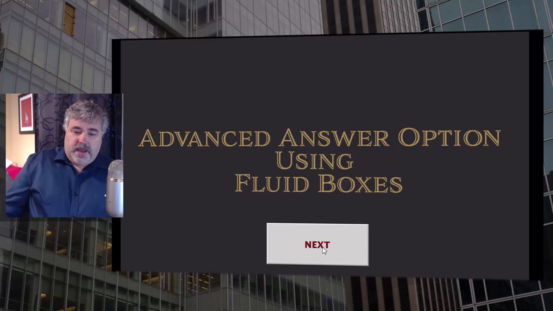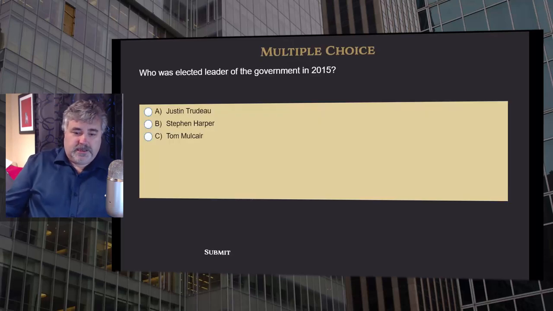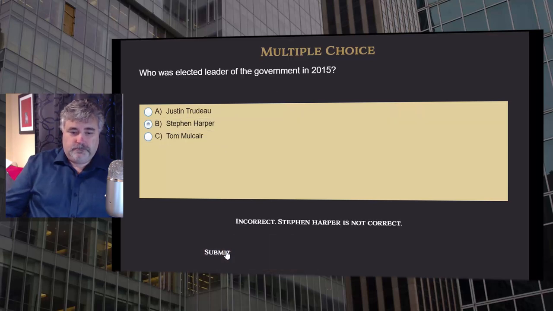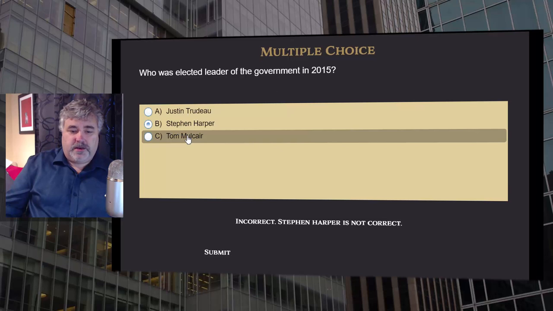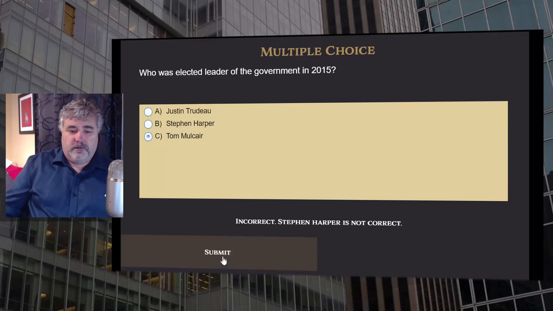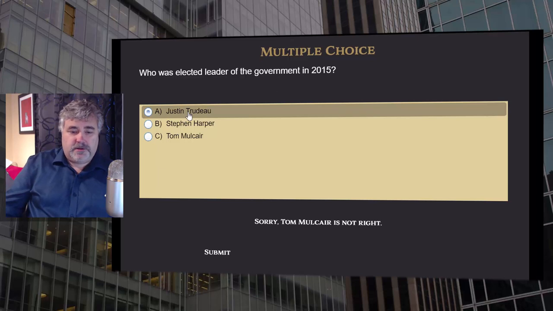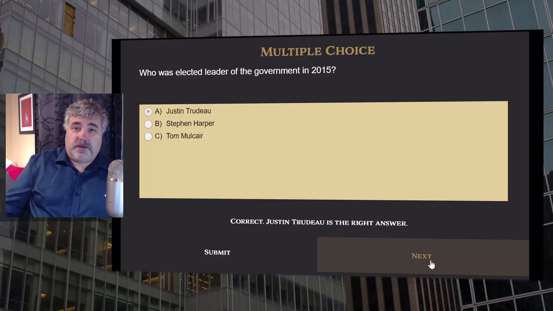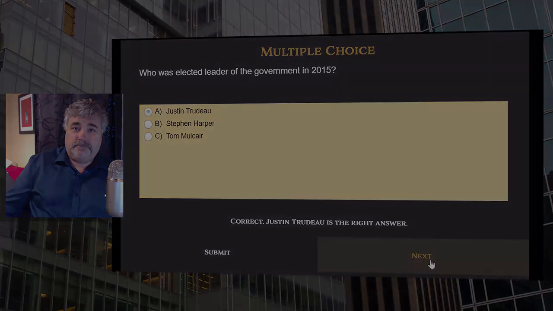So here we go. Let's click next. So who was elected leader of our government in 2015? Let's try Stephen Harper. Submit. So my caption updates itself. Incorrect. Stephen Harper is not correct. Let's try a different answer. Tom Mulcair. Submit. Sorry, Tom Mulcair is not right. Let's get it correct now. Justin Trudeau. Submit. Correct. Justin Trudeau is the right answer. And of course, now I have a next button and can proceed with the rest of the project.